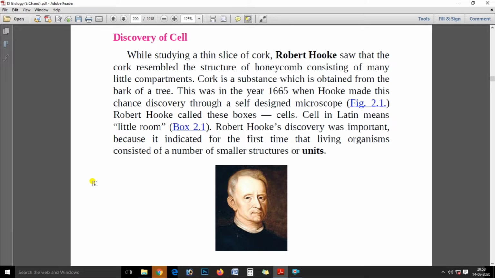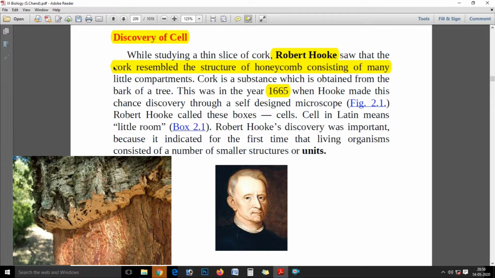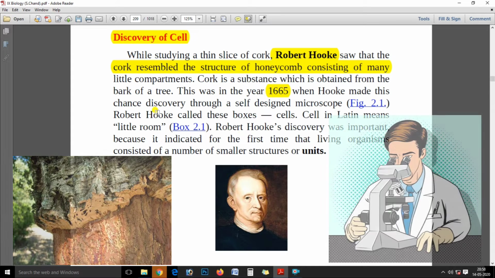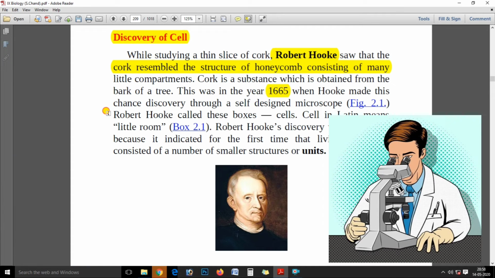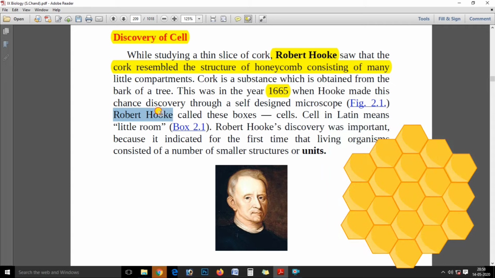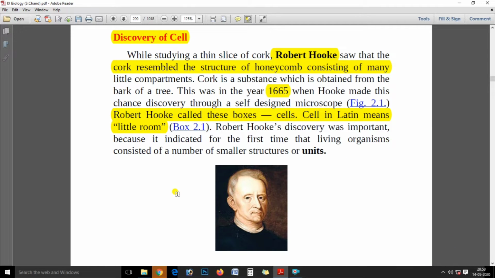The next thing we'll be looking into is the discovery of the cell. In 1665, a British scientist named Robert Hooke took some cork of a tree and examined it under his self-developed microscope. He found that the cork resembled the structure of a honeycomb. Then he named them cells. The Latin meaning of cell is little room.